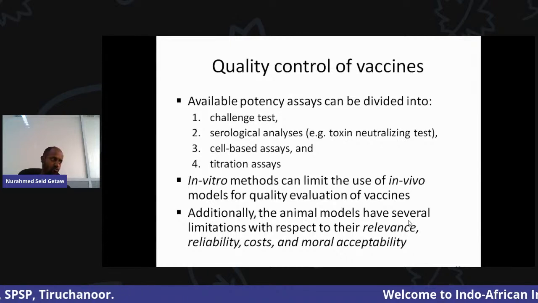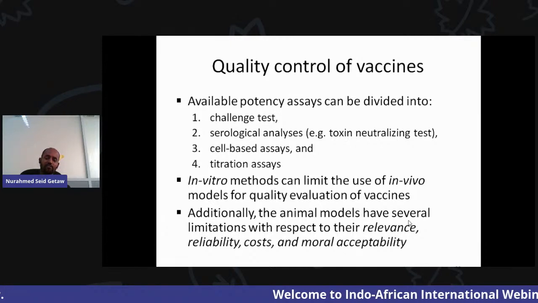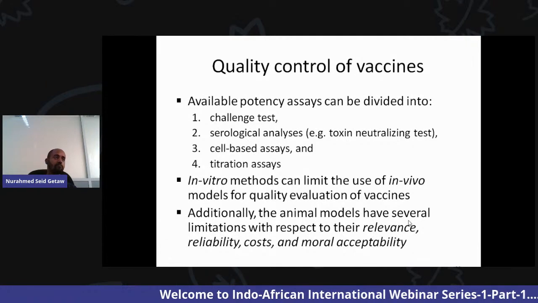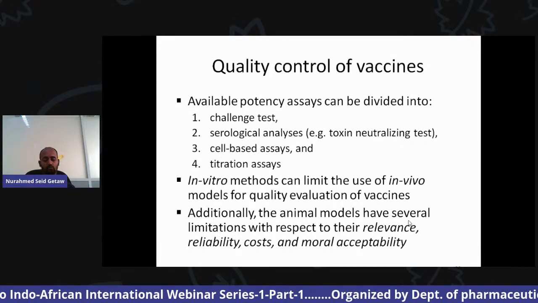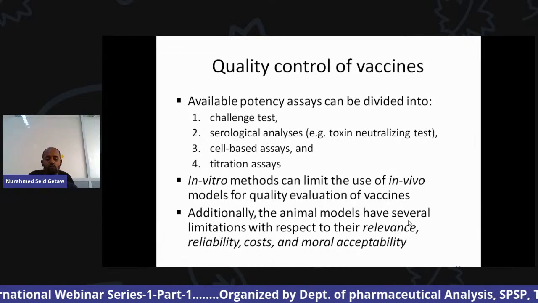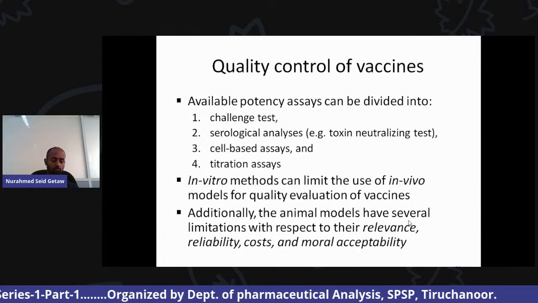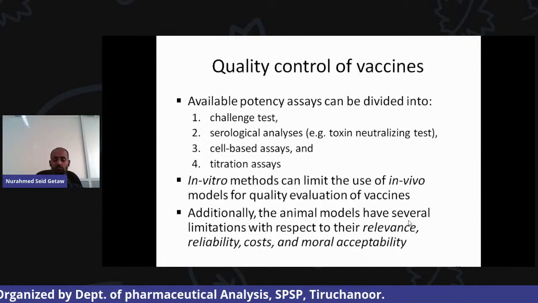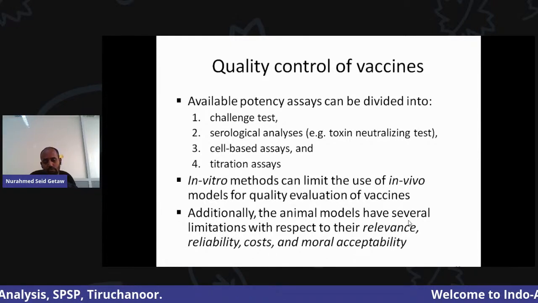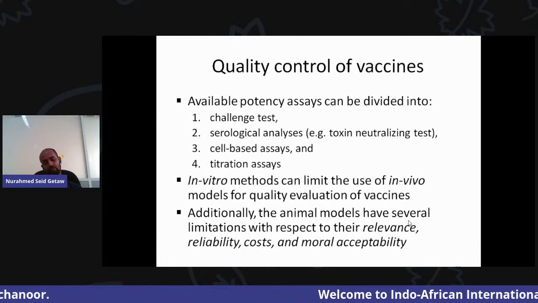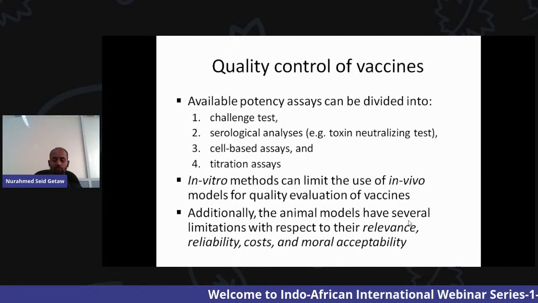So if we choose to use in vitro techniques or in vitro methods, that's going to enable us not to choose animals, or we can avoid in vivo models, and we can also avoid the complications or problems of the in vivo tests.